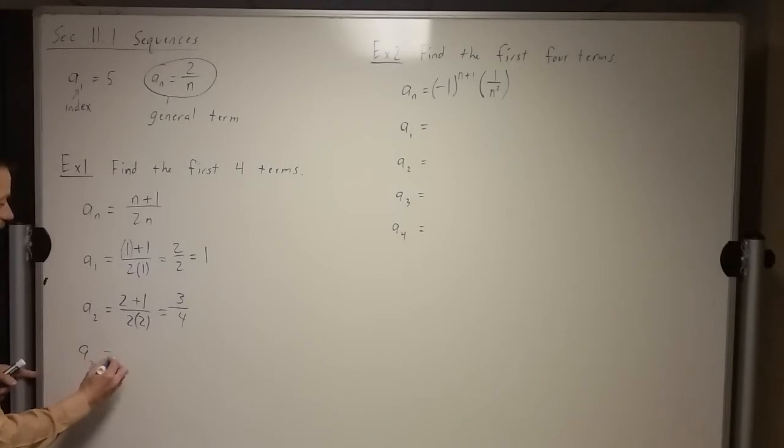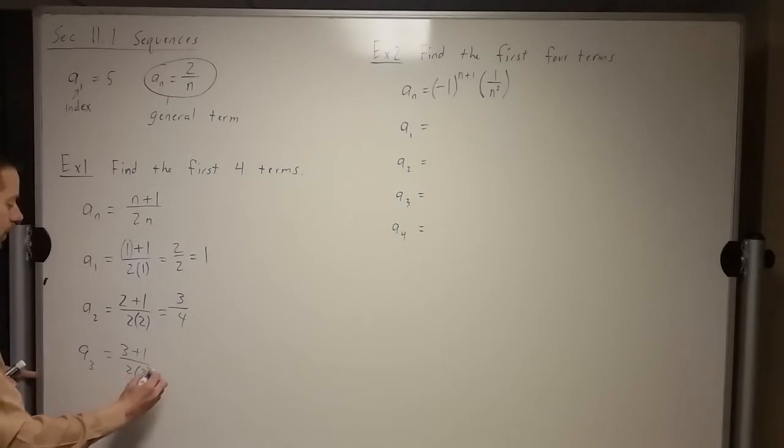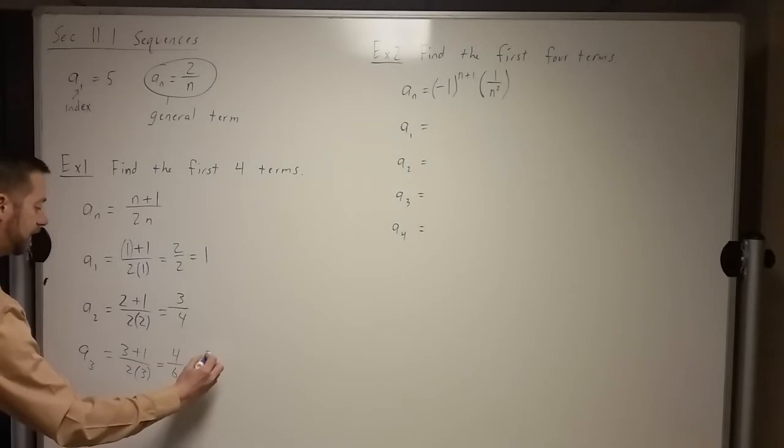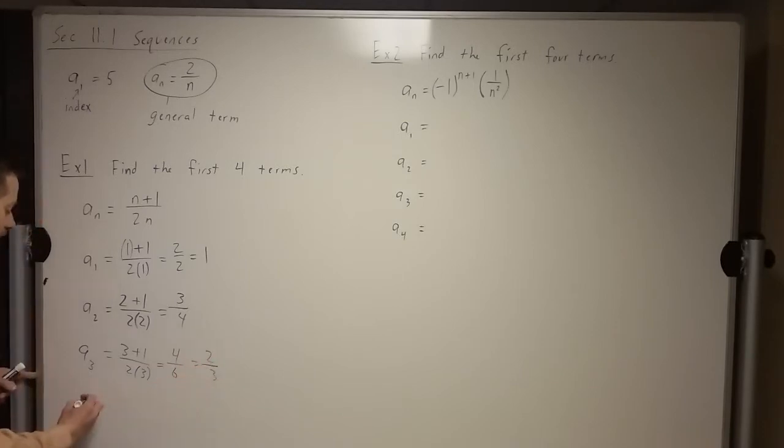And then we can do the same thing for the third term. So for the third term, we've got 3 plus 1 over 2 times 3. And so in other words, that's 4 over 6, or to simplify a little, that's 2/3. And then for the fourth term, every place where there's an n, we're going to input 4. So we've got 4 plus 1 over 2 times 4. And so in other words, this one comes out to 5/8. And so there's the first 4 terms of that sequence.